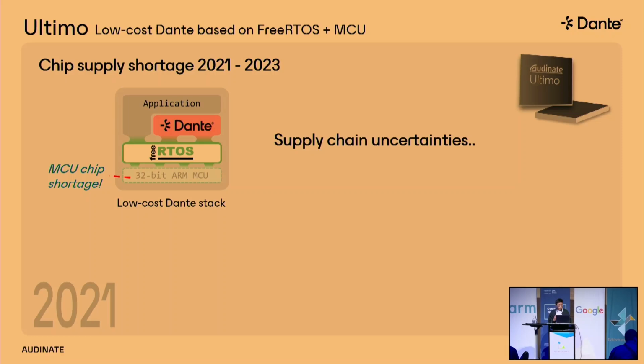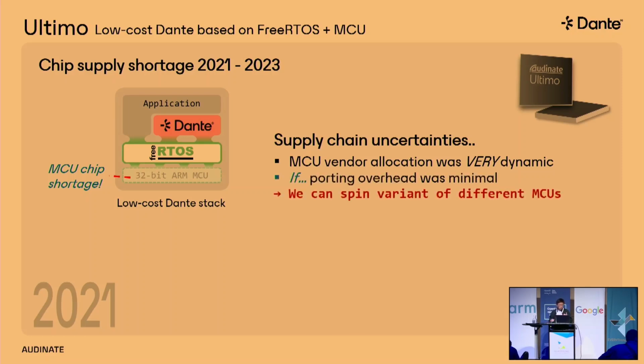Basically, the microcontroller that we were working with had supply chain uncertainties, and our vendor allocation for the chips was very dynamic. We would only have month-to-month visibility towards how many chips we would be getting each month. For one month, we might get chips, and the Ultimo product is safe. For the next month, we would run out of chips and we can't sell any Ultimos. So that really got us thinking: what if we can spin up the Ultimo product on different hardware, on different MCUs, and not be tied down to one single platform?